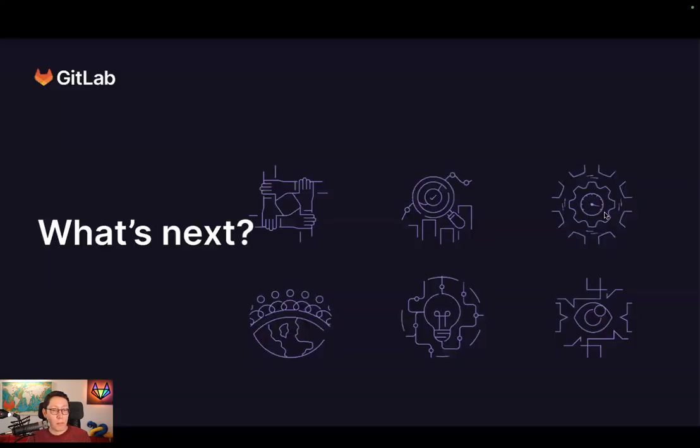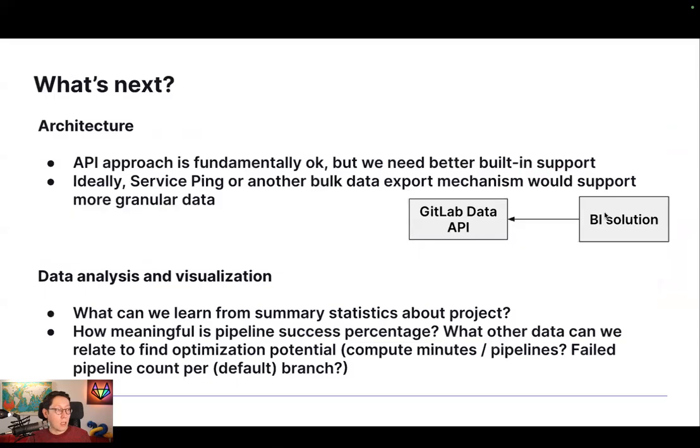So, what's next? Two parts to that, right? For the architecture, I think the API approach is fundamentally okay, but we need better built-in support, right? Ideally, service ping or another bulk data export mechanism would support more granular data, so we can have this kind of setup, but more granularly.